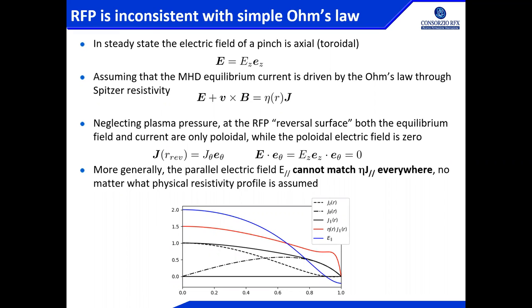And if you have the MHD equilibrium, which is driven by Ohm's law with the Spitzer resistivity, the current in the polar surface in particular, which is with q equals zero, is such that it is totally poloidal. So basically, the electric field is orthogonal to this line, and so it cannot match. It cannot drive any current. You see here the comparison of the parallel current of a simple pinch with the eta j term. They do not match. The RFP cannot be obtained in a steady state.